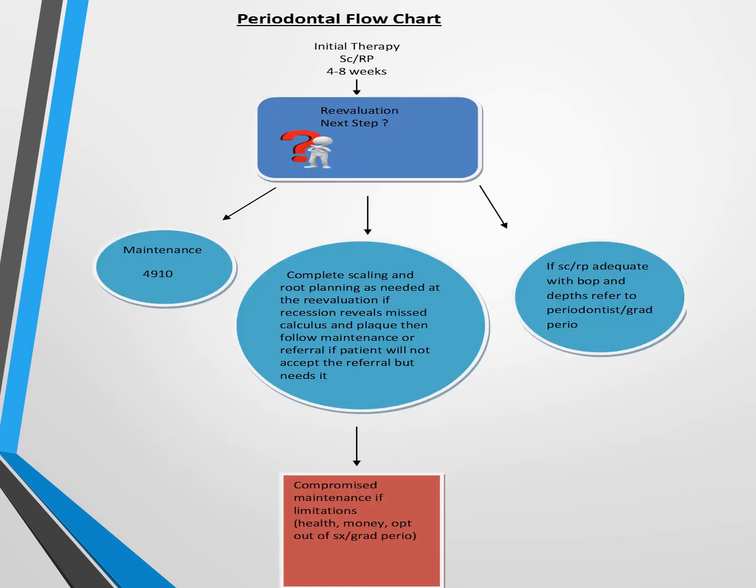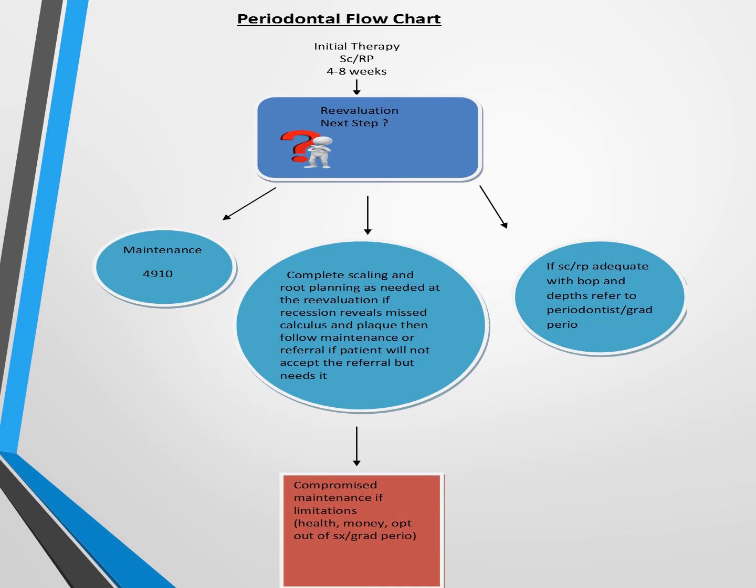So this periodontal flow chart was actually created to try to make it easier for you to understand everything as far as the initial therapy. Again, we have the initial therapy, which is the scaling and root planing. You can re-eval anywhere from 4 to 8 weeks post scaling and root planing.